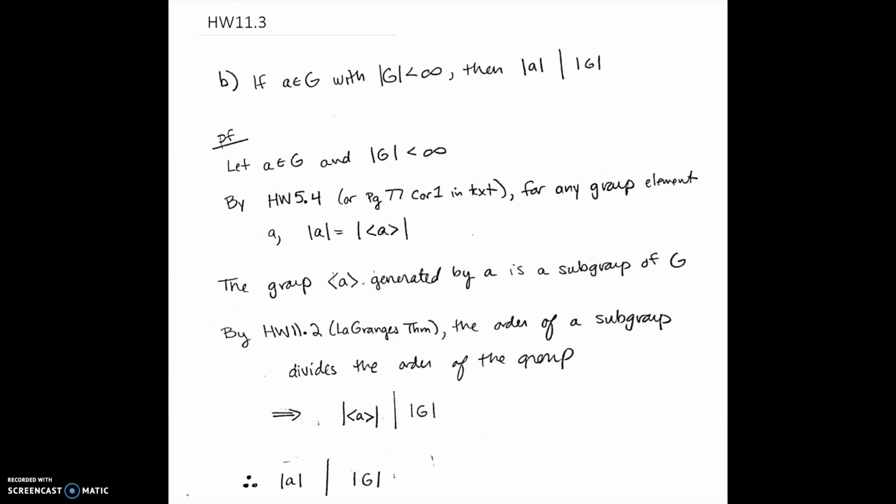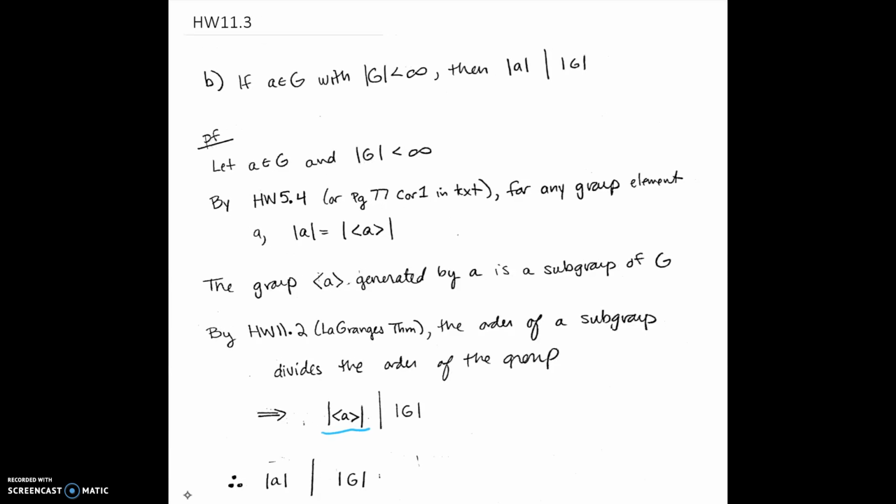So by homework 5.4, for any group element A, we know the order of A equals the order of the cyclic group generated by A. The cyclic group generated by A is a subgroup of G, which is something we've also proven in the past. So by homework 11.2, or Lagrange's theorem, the order of a subgroup divides the order of the group. So we know that the order of the cyclic group generated by A divides the order of G.